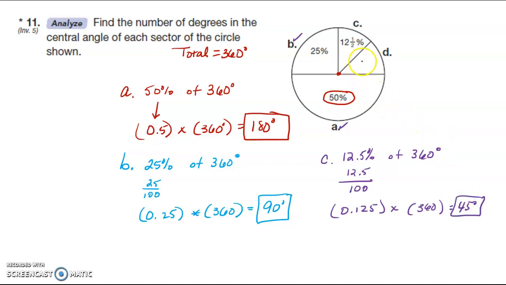Okay, and the last one is going to be 12.5 as well, because this has to equal 100%, right? So I have 50 plus 25 plus 12.5 is equal to 87.5. And then you take 100 minus 87.5, and you get 12.5. So D is the same as C.